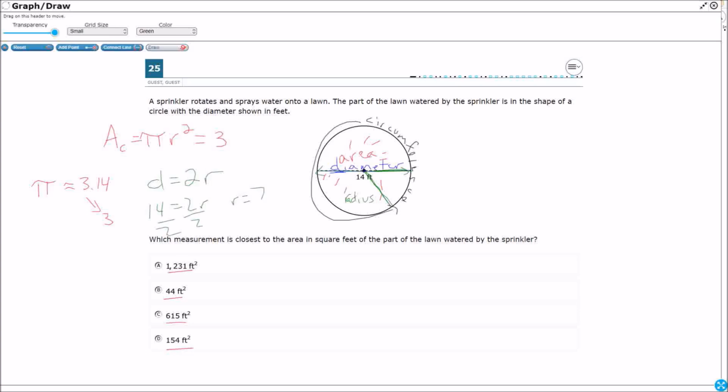So I've got my numbers now. So area equals pi, 3, times 7 squared. So 7 squared is 49, 3 times 49. If I even want to estimate that, 49 is about 50. So 3 times 50 is going to be about 150. Let's see what's close. I've got that 154, and that's going to be our answer D.